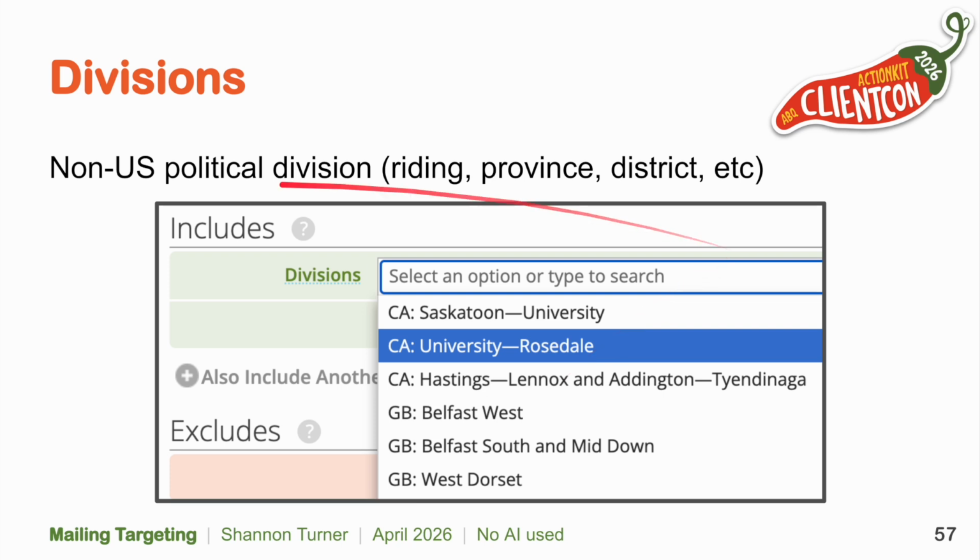Next up are divisions, and these are non-US political divisions like a riding or a province or a district. So think of these as the congressional districts of other countries. We currently have Canada and Great Britain available.